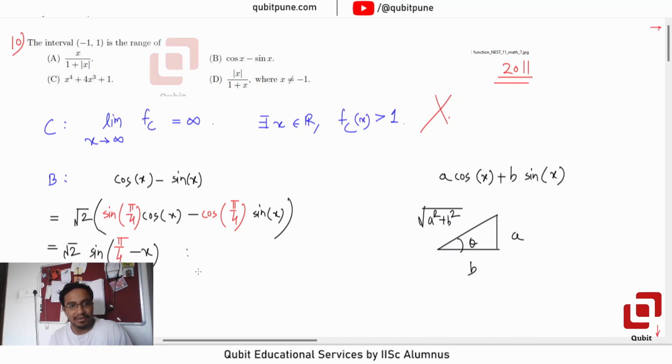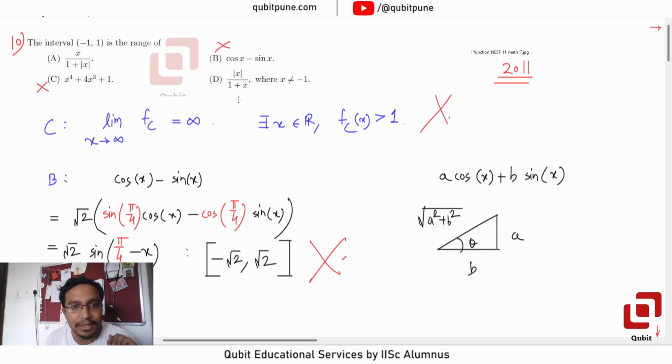The range is minus root 2 to plus root 2. Raise your hands if you understood this. Sine lies between minus 1 and plus 1, so root 2 times sine will lie between minus root 2 and plus root 2. So B is gone. So it's not B, not C. So it is either A or D.